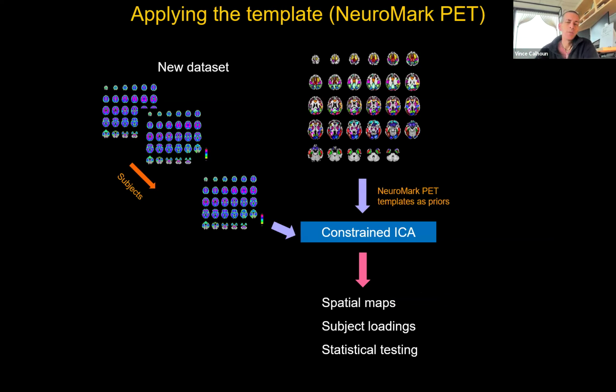Okay, now back to PET, which is, can we take this framework and apply it to PET data so that we can get consistent results across studies? If we can derive a PET template like this, and then take a new data set and apply spatially constrained ICA, then we would get out spatial maps and subject loading parameters. We can do statistical testing, and then we have comparability to prior studies.